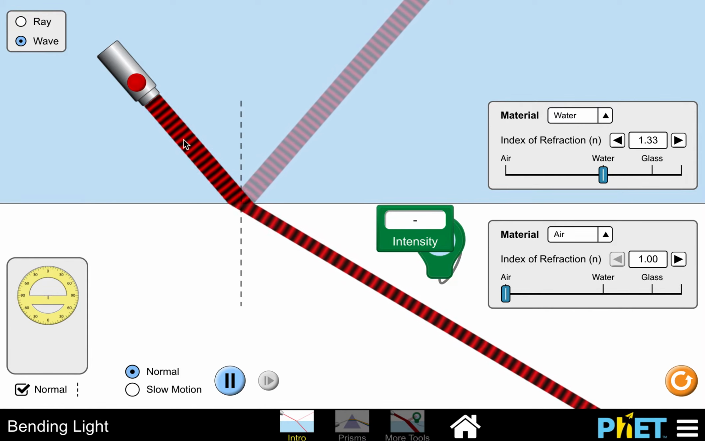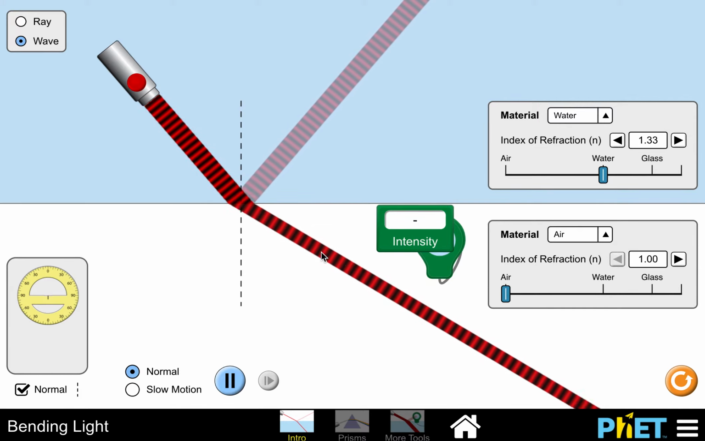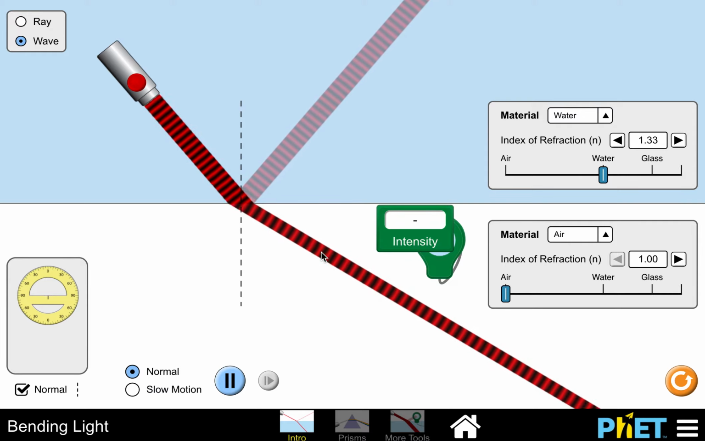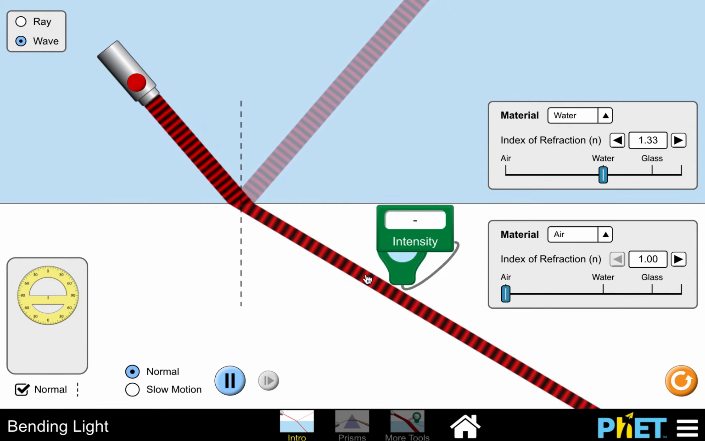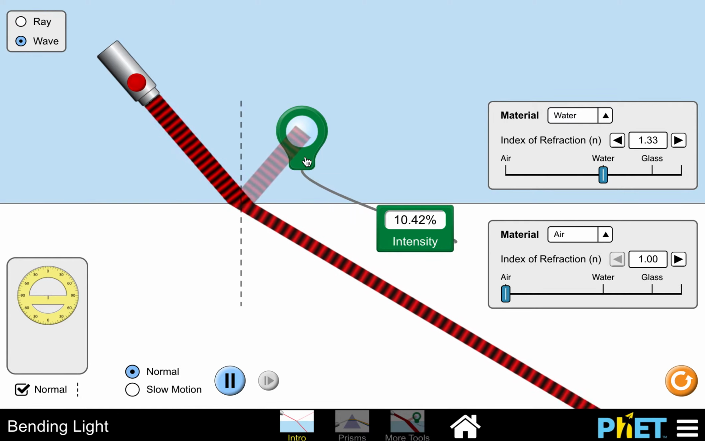And then again, in the simulator, it's showing me one wavelength of light in the water. The reflected wavelength is the same distance, but here in the air, the wavelength spreads out as the light actually speeds up once it starts traveling in the air. And again, I can see that you get 100% intensity here, but only some fraction of that is being reflected back into the air, about 10%.